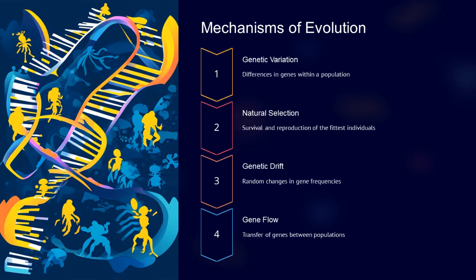Evolution occurs through several mechanisms. Genetic variation refers to differences in genes within a population. Natural selection is the survival and reproduction of the fittest individuals. Genetic drift involves random changes in gene frequencies. Gene flow is the transfer of genes between populations.